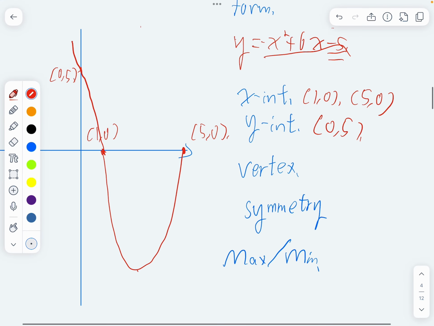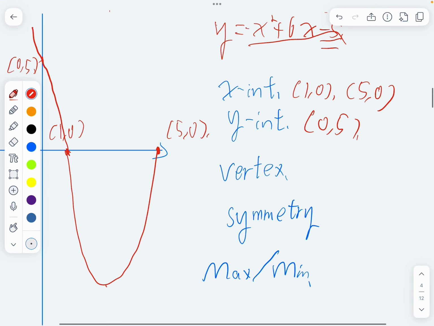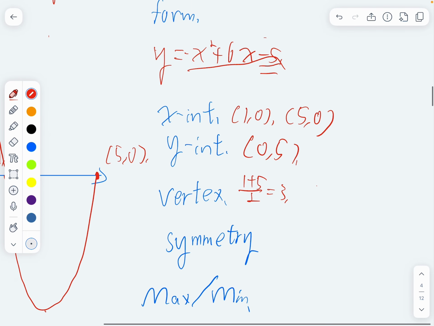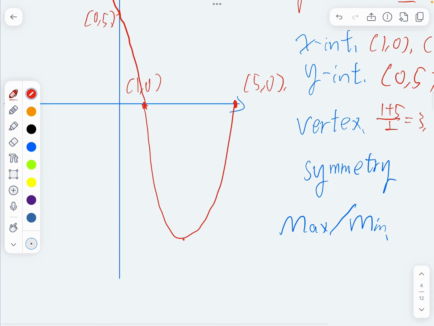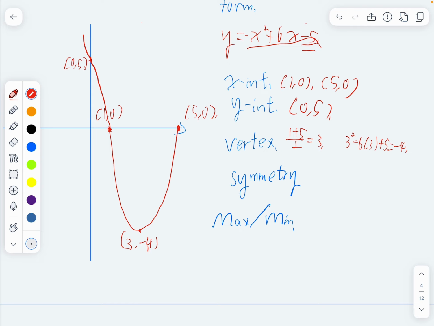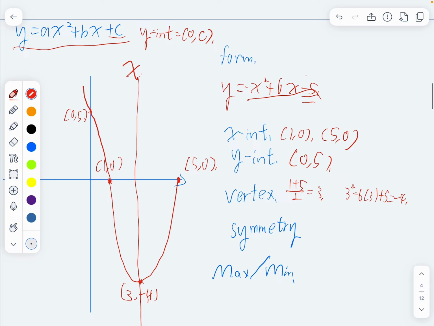Now let's talk about the vertex. The x-value is (1 + 5) over 2, which equals 3, and we plug it into the function. So y equals -4. This point is (3, -4), and we can see this point is the minimum value. Also we can find the symmetry line. This line is x = 3.